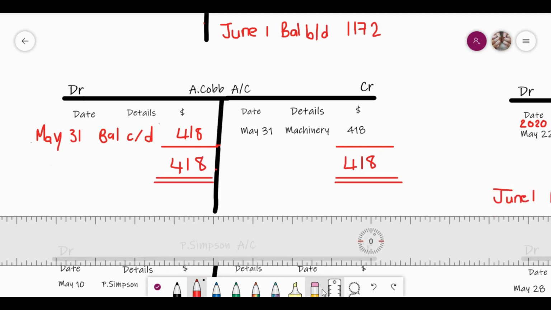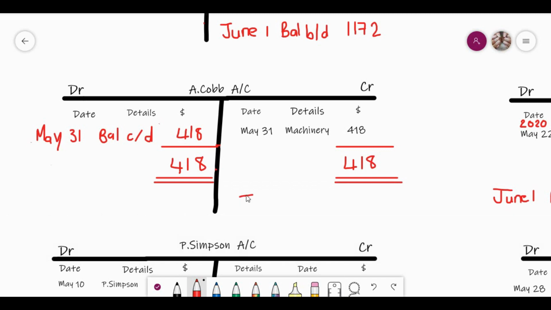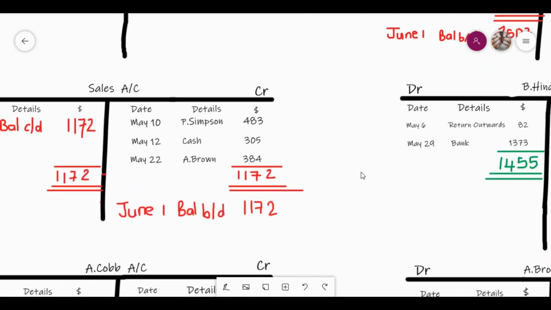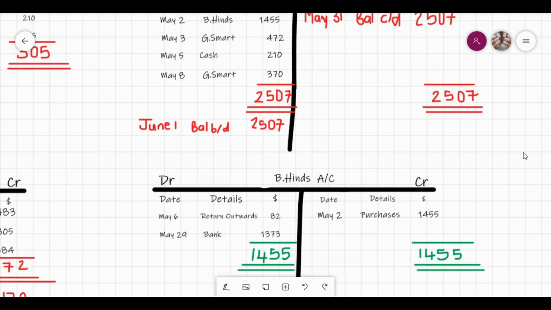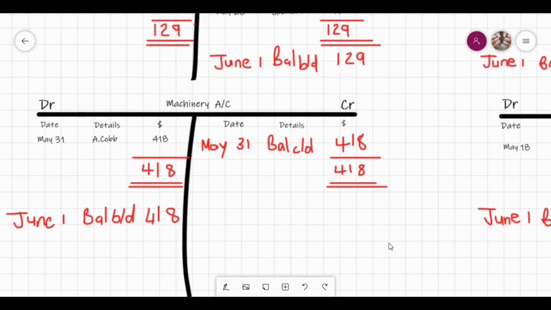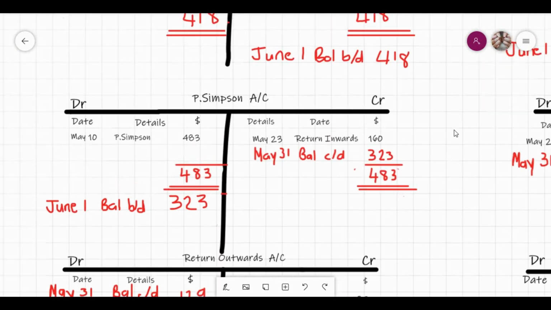So the next video will be on the trial balance account, and then it will continue in that order to balance sheet, etc. So here's an overview of everything with balance.